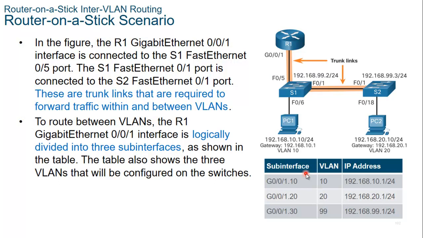So let's look at this figure. We have two switches connected together, and then this one switch is connected to the router, and these colored lines here are the trunk links. We have this PC in VLAN 10 with the gateway 192.168.10.1, and then we have this PC in VLAN 20. On the interface gigabit Ethernet 0/0/1 on the router here, we will have to create sub-interfaces that will be linked to the various VLANs.